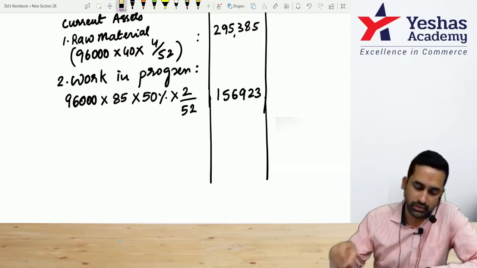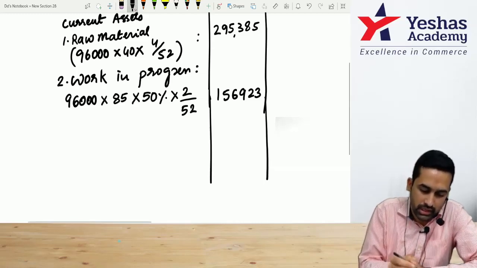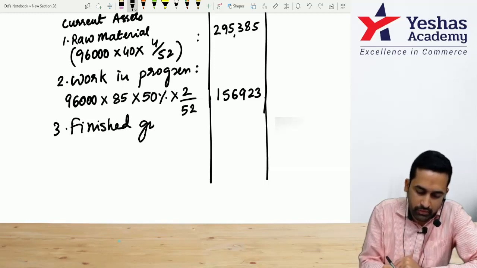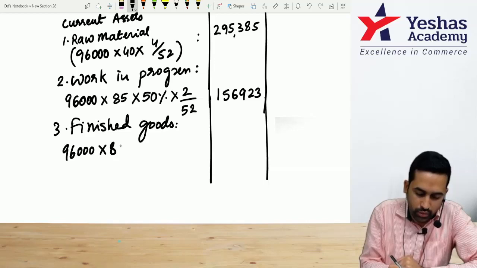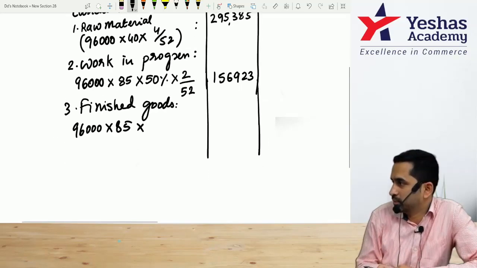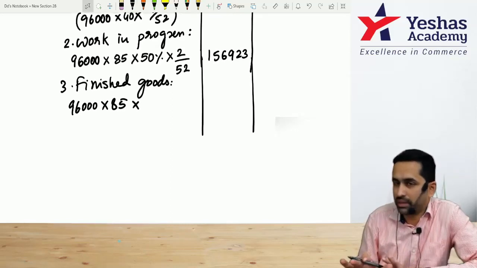Correct. See, item number 3. Start writing along with me. Finished goods. Tell me what will happen here. 96,000 units into 85. I don't have to take degree of completion because FG is fully completed.